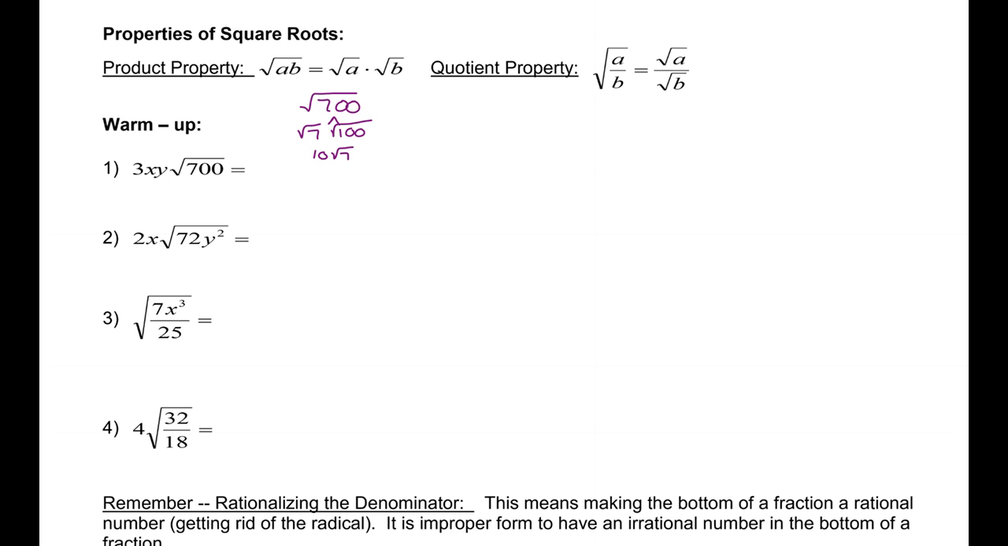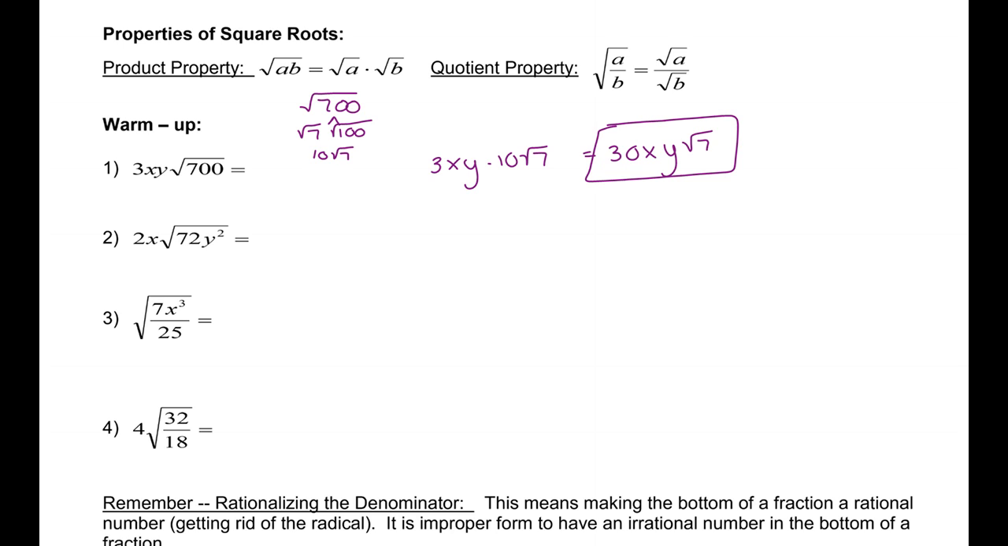But I also have the 3xy that's there, so I end up having 3xy times 10 root 7, and the 3 and the 10 multiply together to give me 30xy times the square root of 7. See if you can use the same properties to simplify number 2.